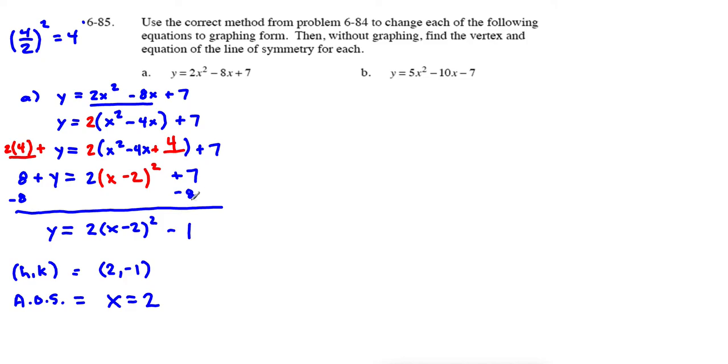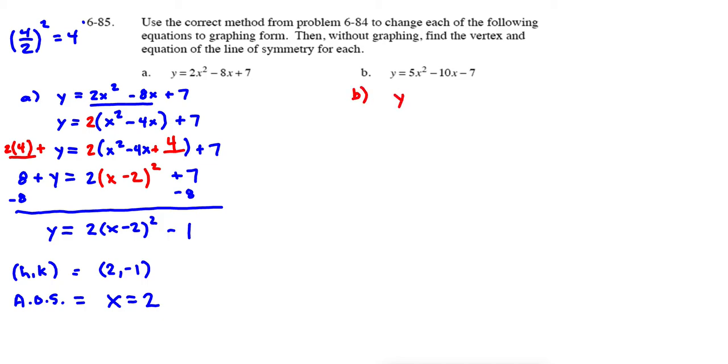Now you can check these by graphing them on the calculator, just like we did in the last problem. If you didn't watch the last problem, go ahead and play it. You can fast forward to the end. We check them on the graphing calculator. I'll try to check these ones after we're done. Let's move into letter B here.